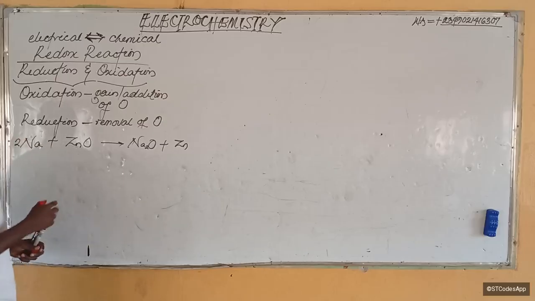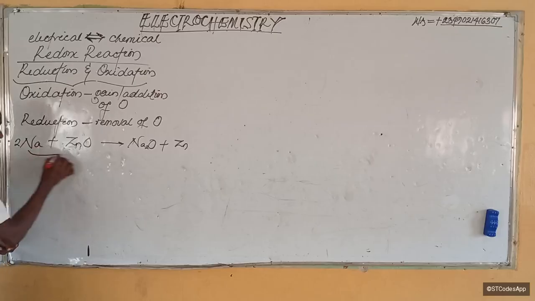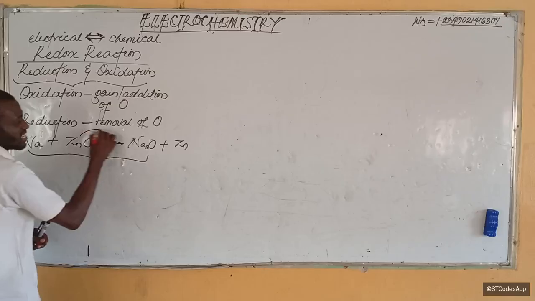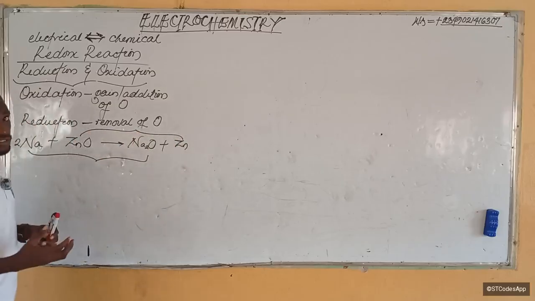All right, so it's balanced. Now, from here to here, something happened to this normal sodium metal. It underwent a kind of transformation from here to this place. This zinc also underwent a kind of transformation from here to this place. Now I want to know what kind of transformation that is.